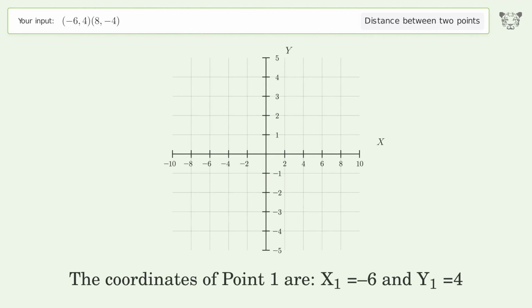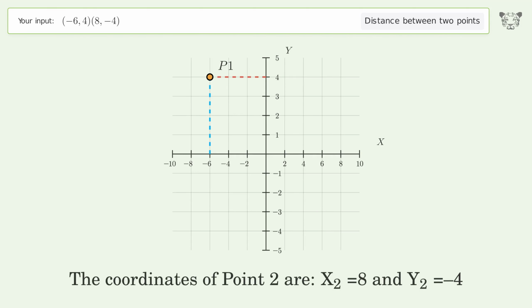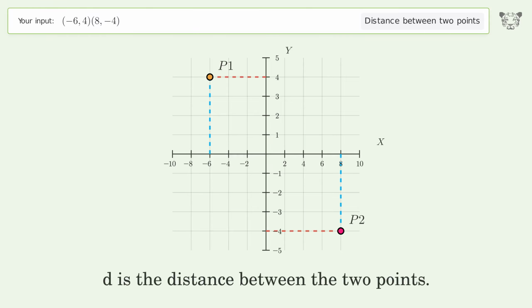The coordinates of point 1 are x1 equals -6 and y1 equals 4. The coordinates of point 2 are x2 equals 8 and y2 equals -4. D is the distance between the 2 points.